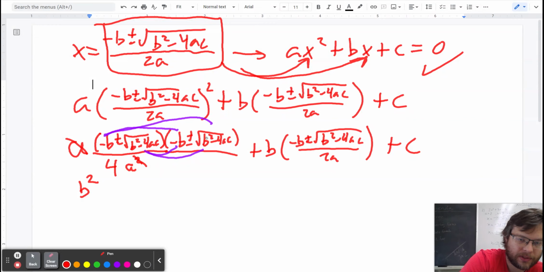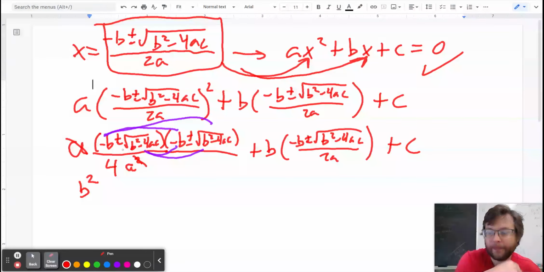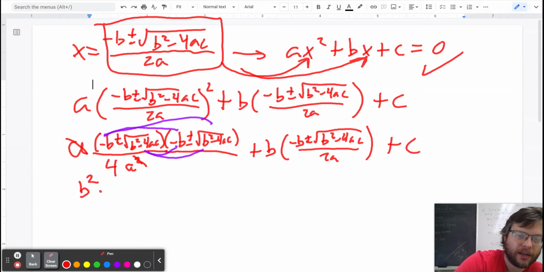Negative b times the square root. What I'll do for this one is I'll just show you it with the plus in the middle instead of with the minus in the middle, and then I'll talk about why the minus gives you the same answer. So we have negative b times that whole square root, and we have another negative b times that whole square root of b squared minus 4ac.